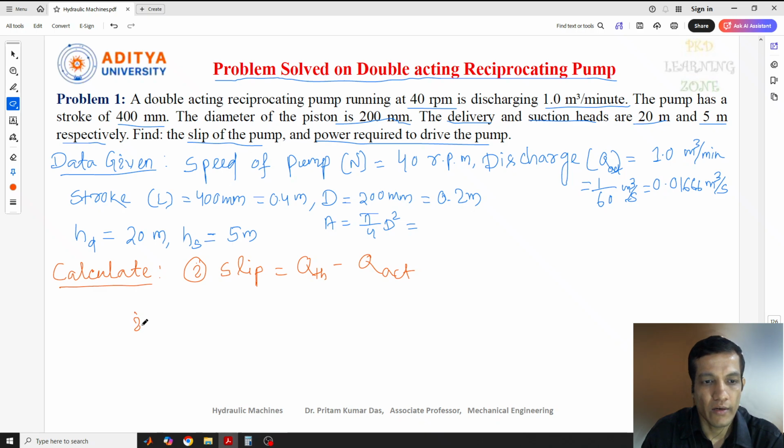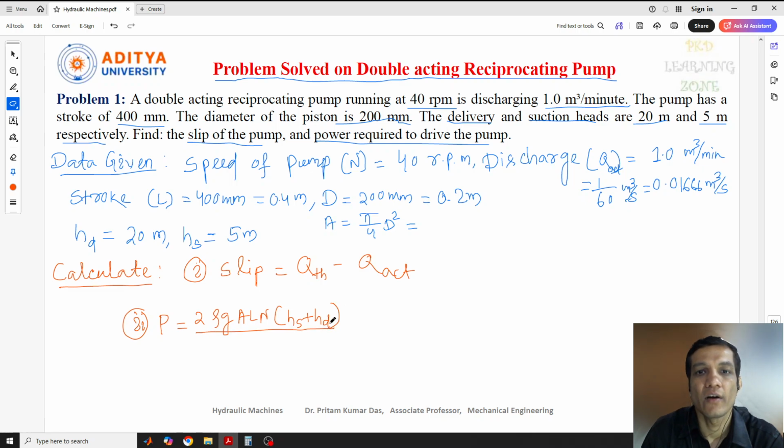And the second one is the power required to drive the pump. So P equals, since this is a double acting reciprocating pump, 2 will be multiplied here: 2 rho g A L N into (HS plus HD). This is the formula we have discussed for the double acting reciprocating pump.